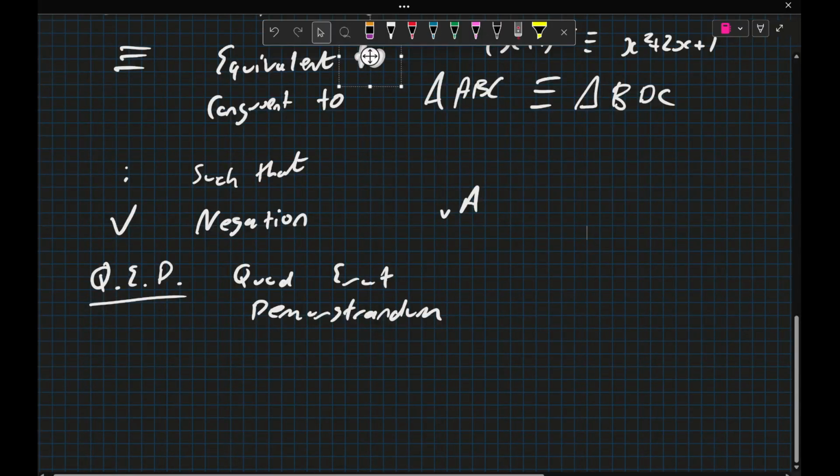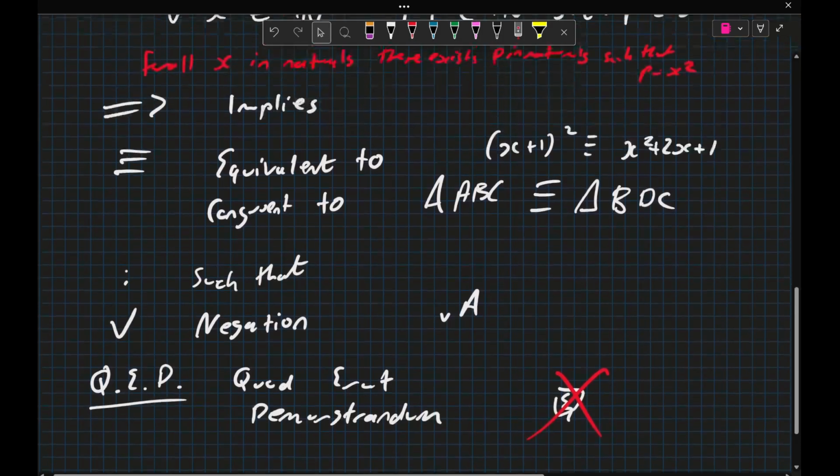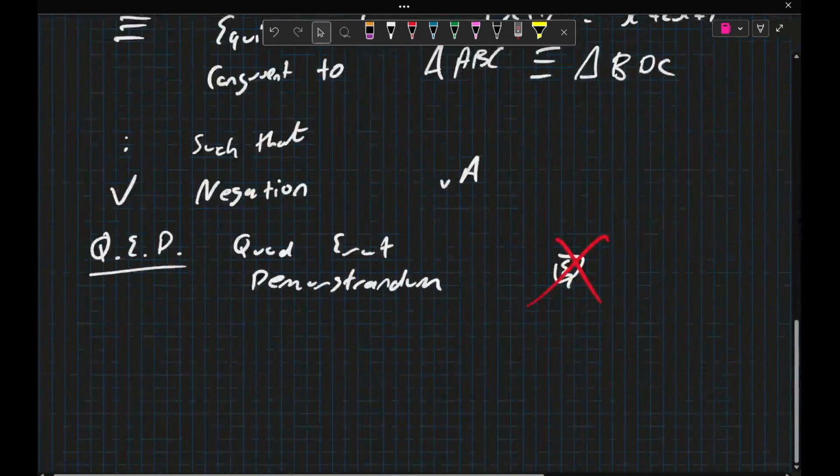Another common one you might see to signify the end of a proof is a box with a fill-in, but I don't tend to use that. I tend to just use QED because that's what a lot of the books use. So hopefully that covers all the required notation for proofs.